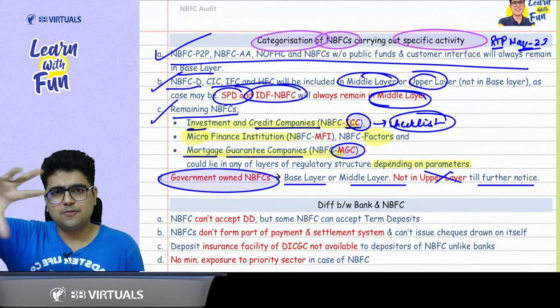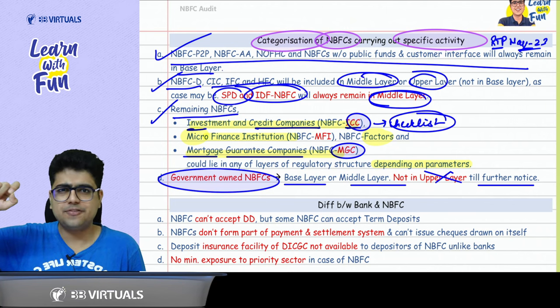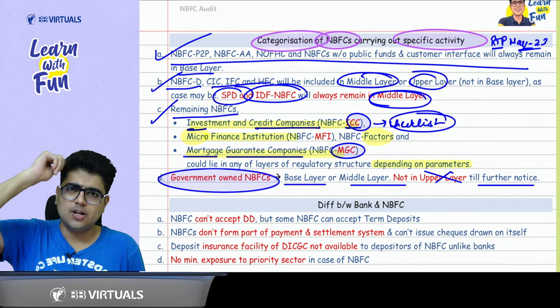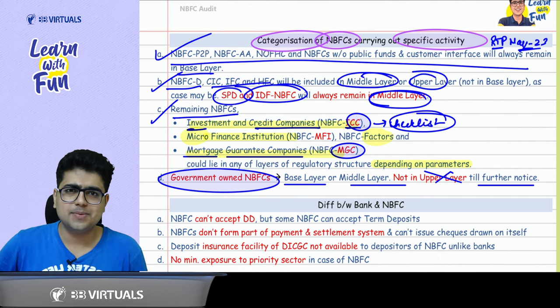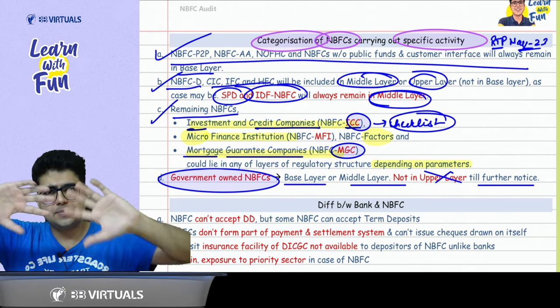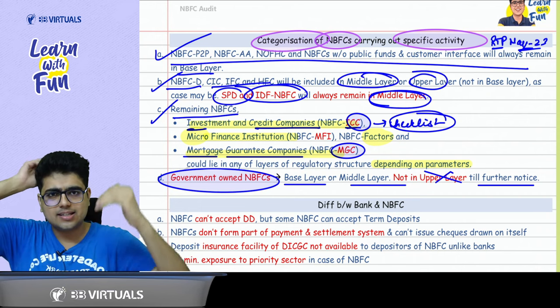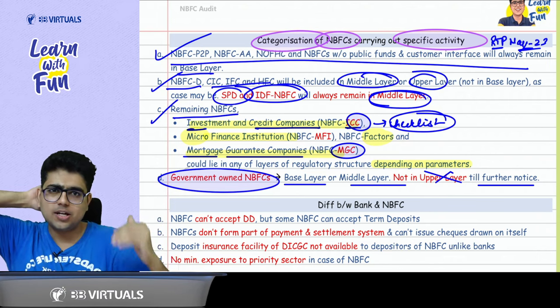The last part was categorization of NBFCs. First, talk about the base layer. We already remember those 4-5 points. P2P, account aggregator, non-operating financial holding company, and the last one was not accessing any public funds, not having any customer interface. Then we talk about the middle layer. The first two, standalone primary dealer and infrastructure debt fund, stay in the middle layer. The other three can move from the middle layer to the upper layer.